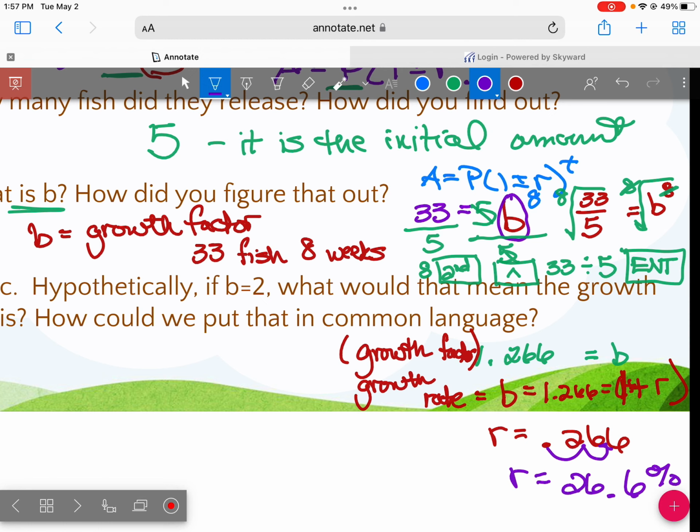Which they didn't really ask for, but I thought it was probably good that we went ahead and solved for it. It's still in B.